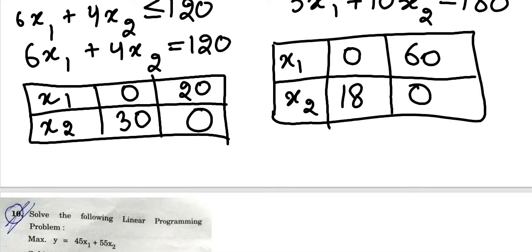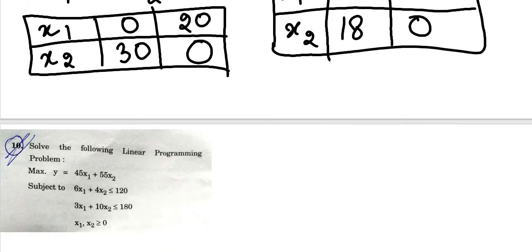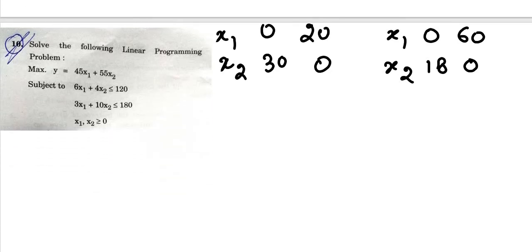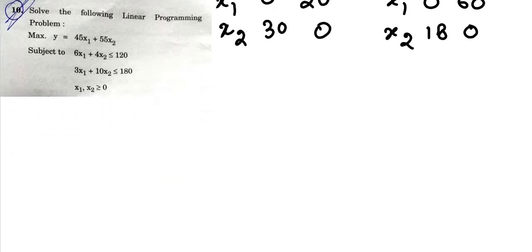We have to plot these values on the graph. So first of all we have to note the values here. Let's do it fast. For x1 and x2: 0, 30, 20 and 0. In the same way for the other equation, x1, x2: 0, 18, 0 and 60. So now let's proceed to the graph. How to make the graph?